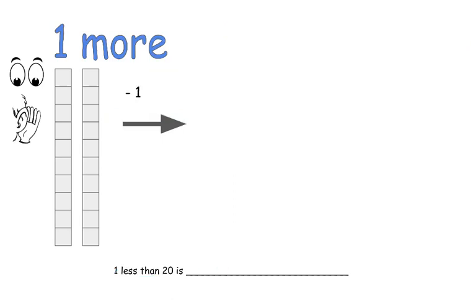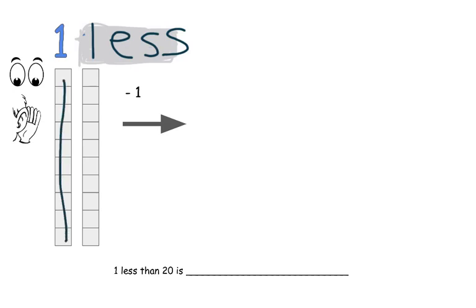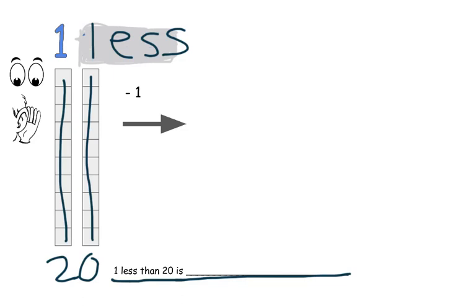Okay. Now, we're going to look at one less. So, first, again, I'm going to start and look at my picture, and then I'm going to read the sentence. So, I have 1 stick of 10, 2 sticks of 10. So I know that that is a total of 20. Now I'm going to read my sentence. 1 less than 20 is blank.